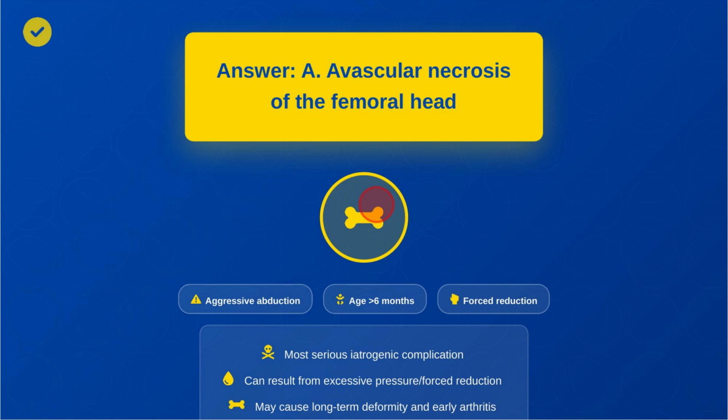Avascular necrosis of the femoral head. This is the most serious iatrogenic complication of developmental dysplasia of the hip treatment. It can result from excessive pressure or forced reduction causing vascular compromise to the femoral head. Risk factors include aggressive abduction and treatment initiated after 6 months of age. Avascular necrosis may cause long-term femoral head deformity and early-onset arthritis.